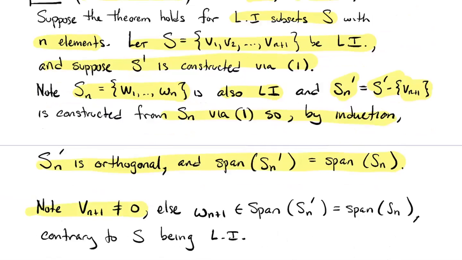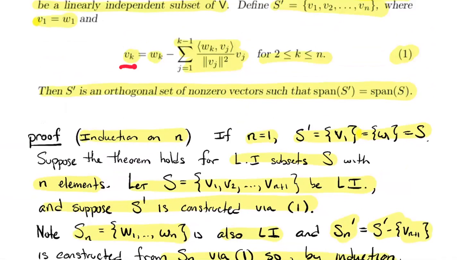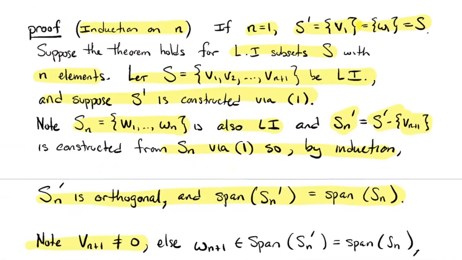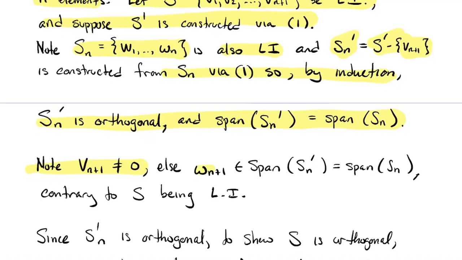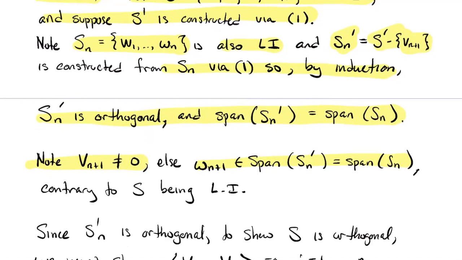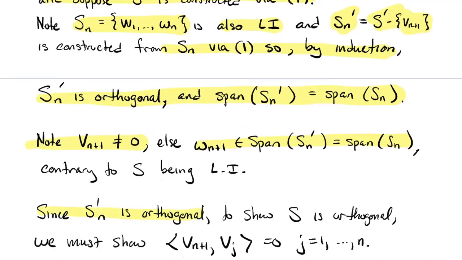If you take that last Vn plus 1, it can't be 0, because, you have to look at equation 1 to see this. Maybe I should scroll back. If Vn plus 1 was equal to 0, then I could write Wn plus 1 as a linear combination of the W's with smaller subscripts. That's contrary to S being linearly independent. So Vn plus 1 can't be 0, right? If Vn plus 1 were 0, Wn plus 1 would be in the span of Sn, contrary to S being linearly independent. Okay. By the induction hypothesis, Sn prime is an orthogonal set.